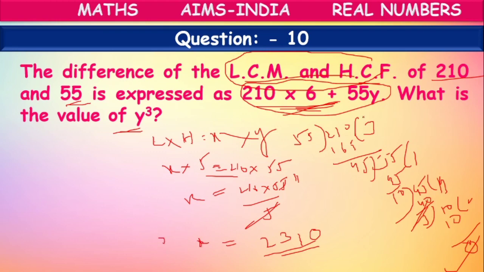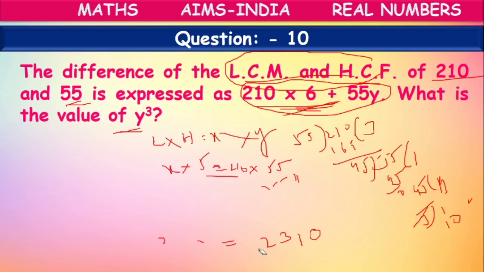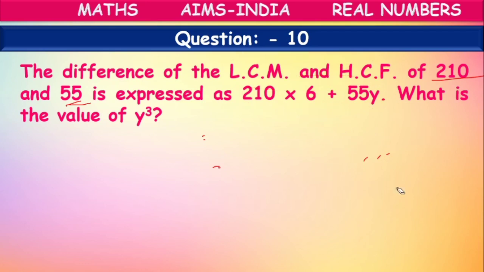2310 is the LCM value and 5 is the HCF value. Now what are they asking? What clue have they given? The difference of HCF and LCM.